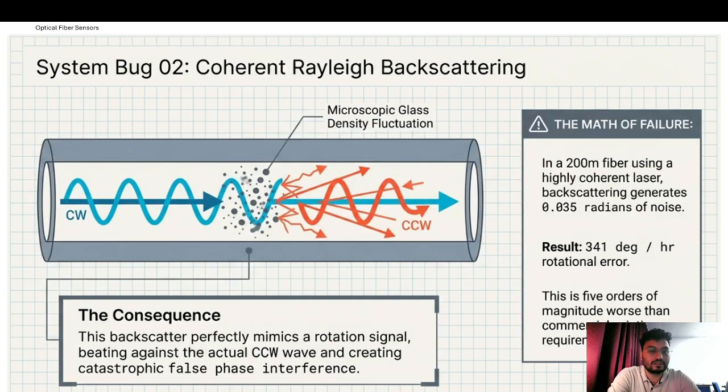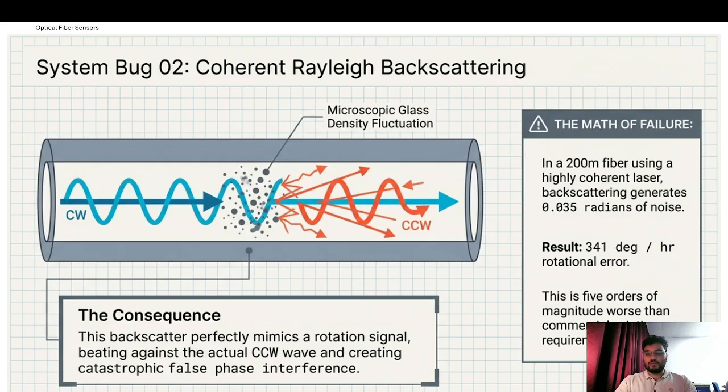The second bug is coherent Rayleigh backscattering. When the light is propagating clockwise, it will also backscatter in a counterclockwise manner. This backscatter perfectly mimics the rotation signal, beating against the actual CCW wave and creating catastrophic false phase interference. And it seems like this is a very bad thing for the aviation industry if you are using this gyro sensor.